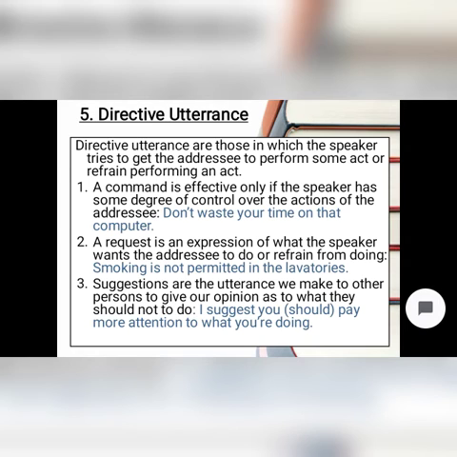Next, a request. A request is an expression of what the speaker wants the addressee to do or refrain from doing. For example, smoking is not permitted in the lavatories. Next, suggestion. Suggestions are the utterances we make to other persons to give our opinion as to what they should or should not do. For example, I suggest you should pay more attention to what you're doing.